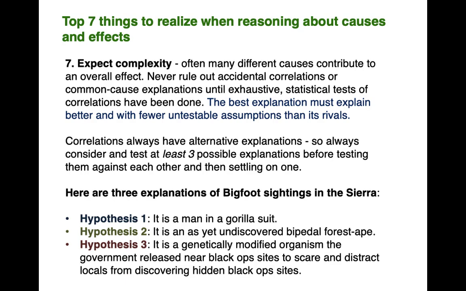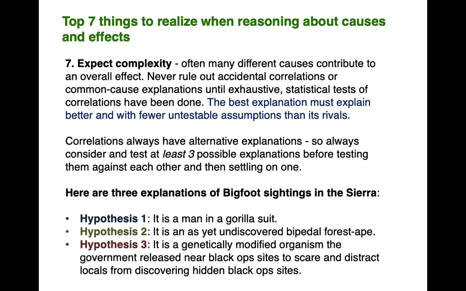Finally, we should expect complexity. Often many different causes contribute to an overall effect. Never rule out accidental correlations or common cause explanations until exhaustive statistical tests of correlations have been done. The best explanation must explain better and with fewer untestable assumptions than its rivals. Correlations always have alternative explanations, so always consider and test at least 3 possible explanations before testing them against each other and then settling on one.